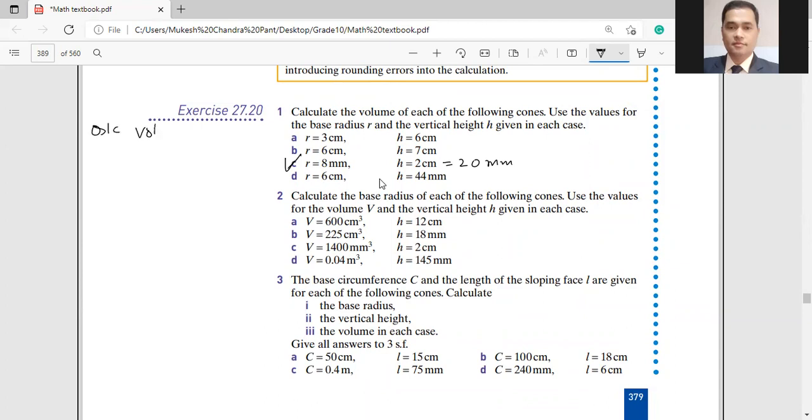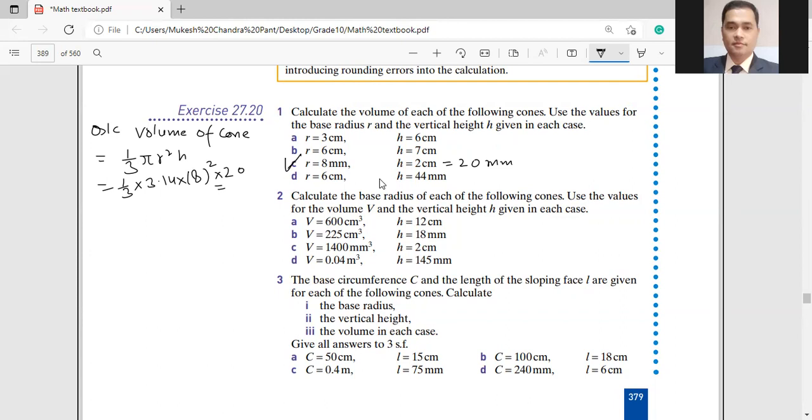Volume of cone. In short, you can write V or sometimes VOL. Volume of cone equals 1 over 3 pi r square h. So 1 over 3 pi means 3.14, r is 8, it's a square, and h is 20. So you can put these values in your calculator and then solve. Just check it. See how much you're getting.